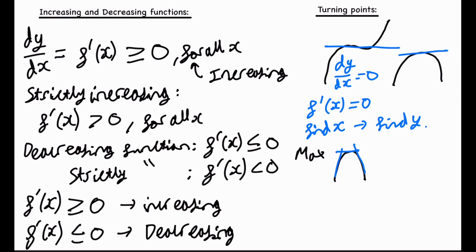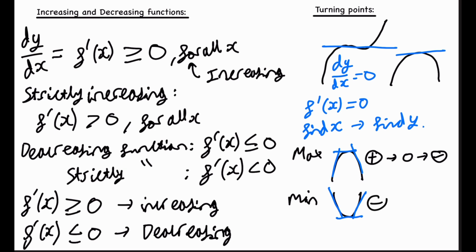And so you have a positive gradient, then negative, then zero, then negative. A minimum point looks something like this, where you would have a negative gradient, then a zero gradient, and then a positive gradient. So you would have negative to zero to positive of the gradient.